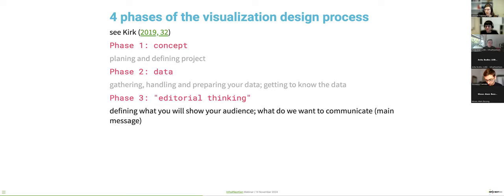So it's not something you use just to fill your pages in your book or your paper. It's something that you choose because this element is so important or maybe difficult to understand, so that you use a visualization to make things more catchy or more comprehensible at the end of the day. And in order to do that, you need to do editorial thinking, just defining what your audience should see and what your main element of communication should be.